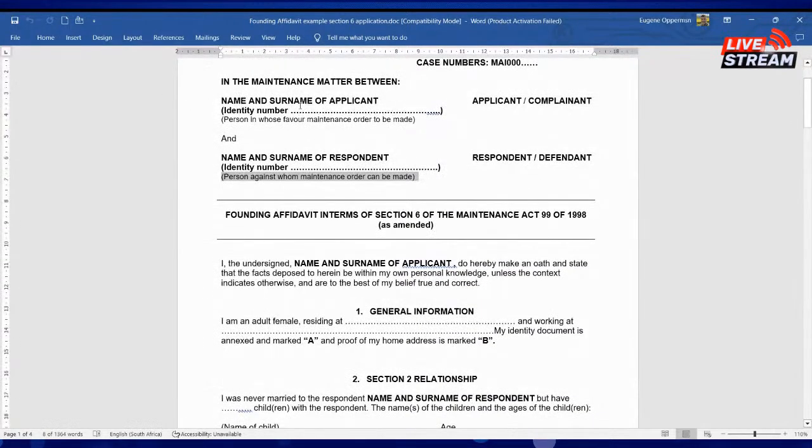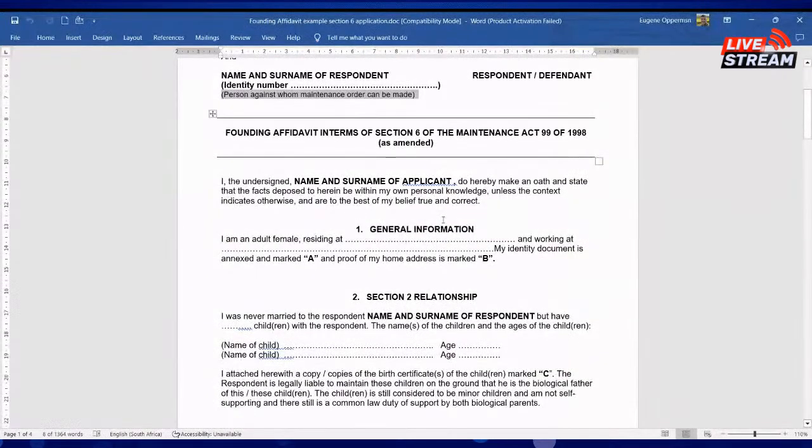You write down your name and then the father's name, and then you simply say some general information, that you're an adult male or female residing at, and you put in your address. I will make this document available in Word format so that you can change it and type it in there, and then you can delete what is not necessary.